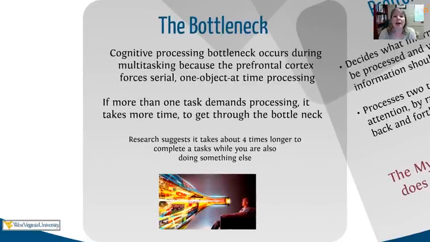The problem, of course, is that eventually there can be a bottleneck when so much information is coming in. You're trying to handle all of this stuff, and the prefrontal cortex can only do one thing at a time. So you get this bottleneck effect. It's forcing you to say, no, one thing at a time. It can go fairly quick, but there are limits on that too. And all of the backup is slowing down how much you're able to process. Research suggests that it takes about 4 times longer to complete a task while you're doing something else.